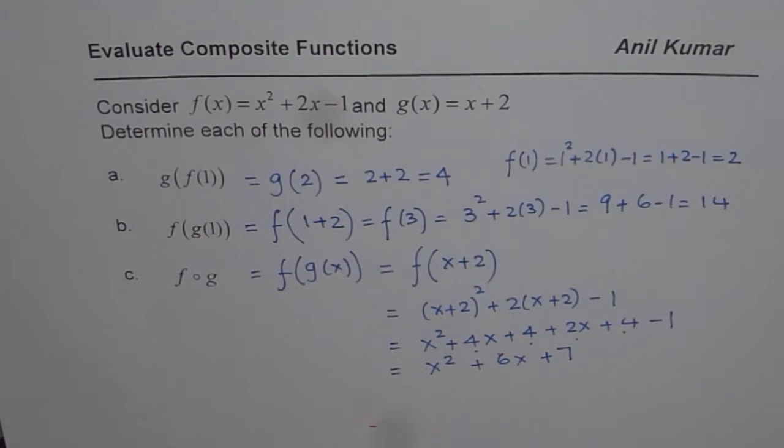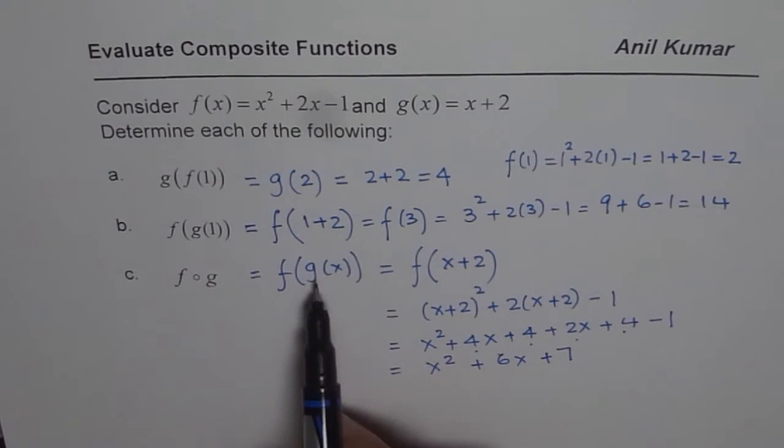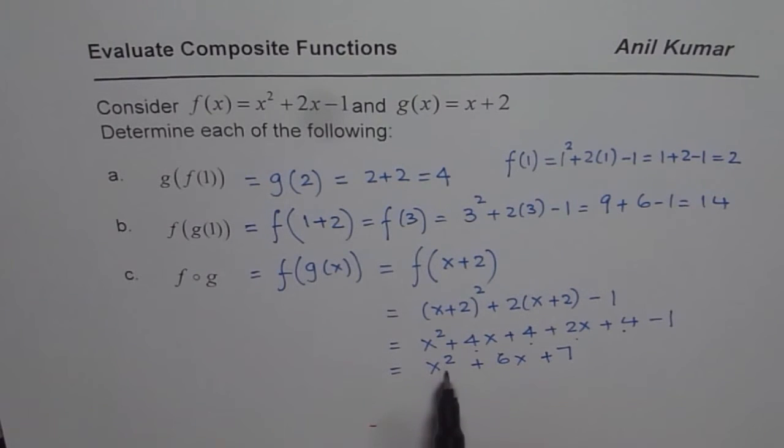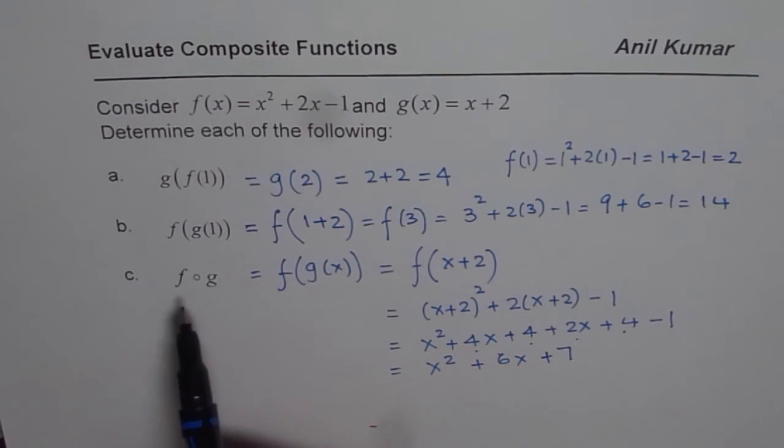Now as an exercise, what you can do is you can find the domain and range of f of g of x. This is a quadratic function. It could be written in vertex form, and then you could find its domain and range, right? So that could be done. You could also find g of f and find its domain and range. But I hope this video gives you a good insight of how to evaluate composite functions.